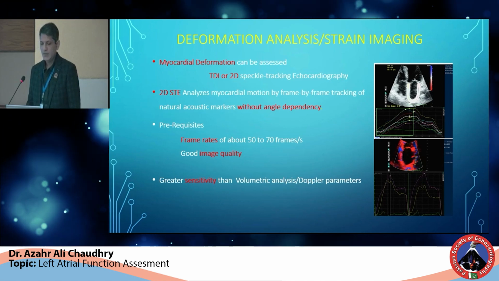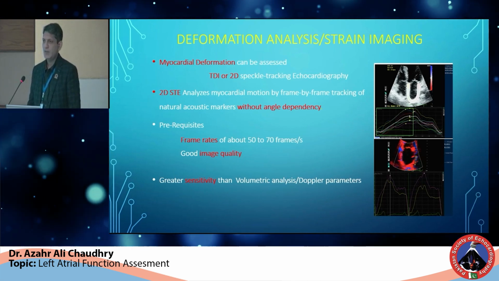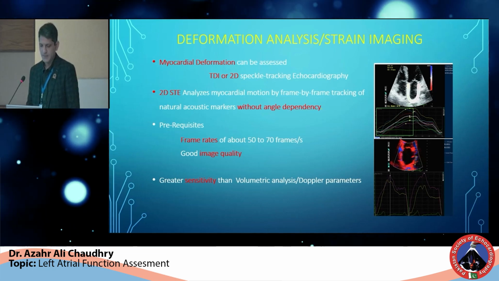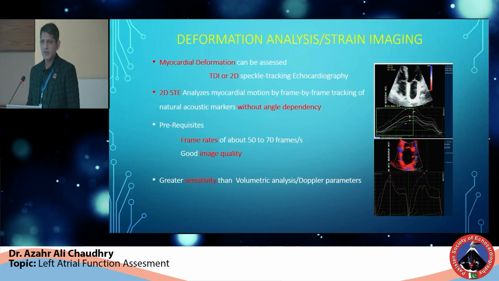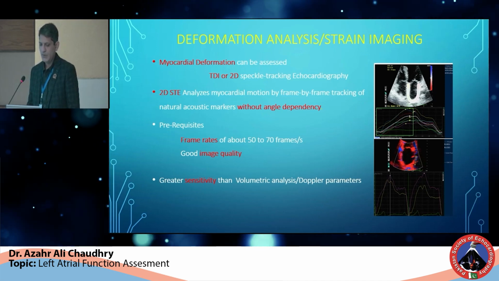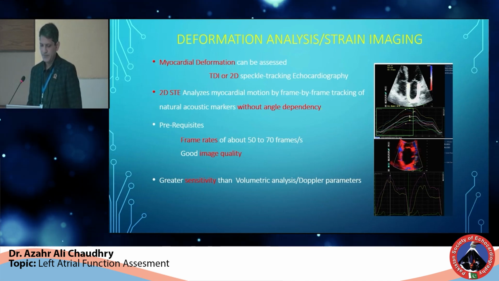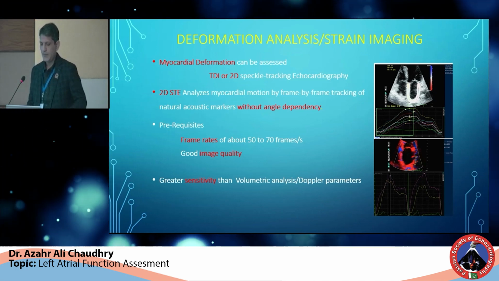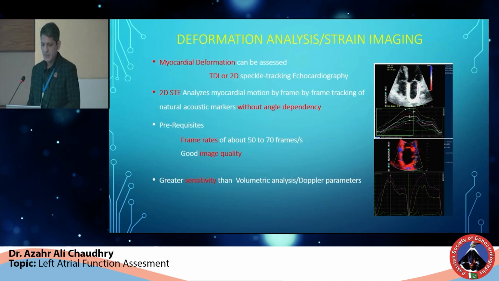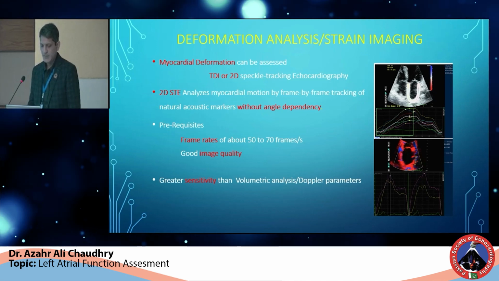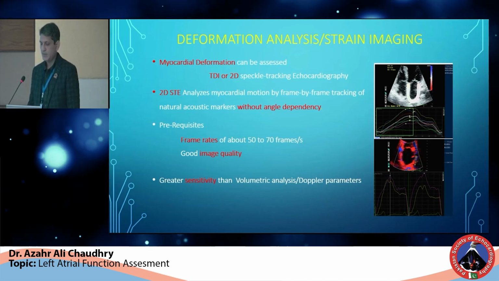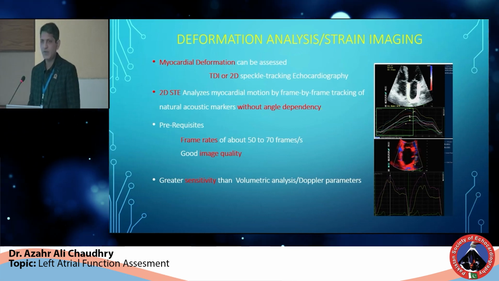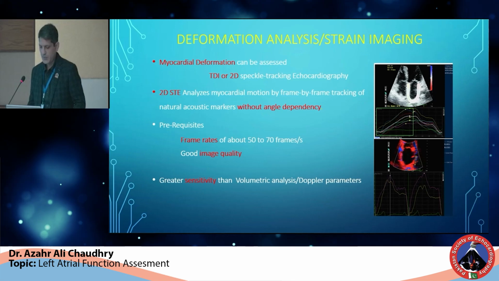Coming over to the deformation analysis or the strain imaging, which is the most sensitive marker for assessment of the left atrial function. Myocardial deformation can be assessed by tissue Doppler imaging or 2D speckle tracking echocardiography. 2D speckle analyzes the motion frame by frame by tracking the natural acoustic markers without angle dependency. However, it requires good quality image and a certain frame rate. It has a greater sensitivity as compared to the volumetric analysis and the Doppler parameters.